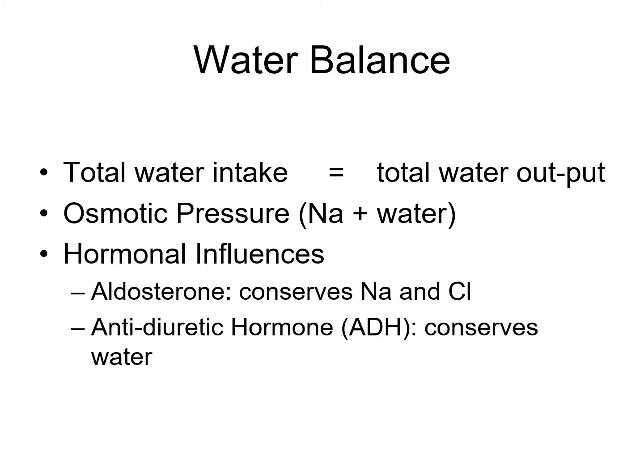There are hormones that help in the control of the water balance in the body. So one of these would be aldosterone, and the other is antidiuretic hormone. So take note of the effects of these two hormones. Aldosterone can conserve sodium and chloride, while antidiuretic hormone conserves water.